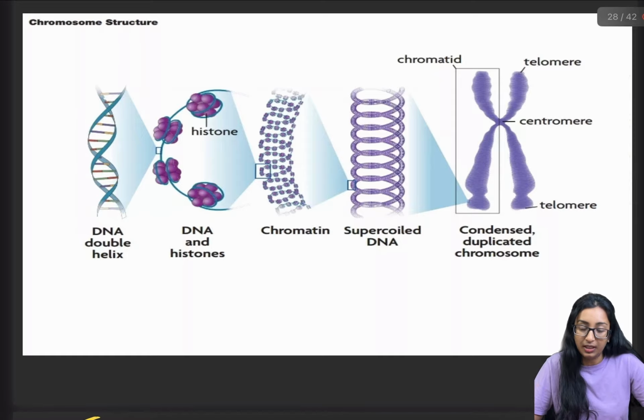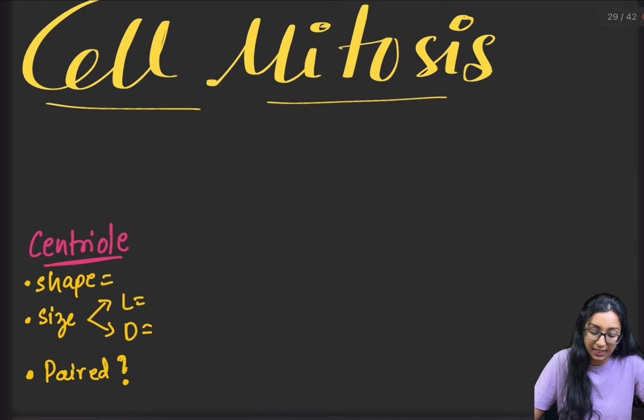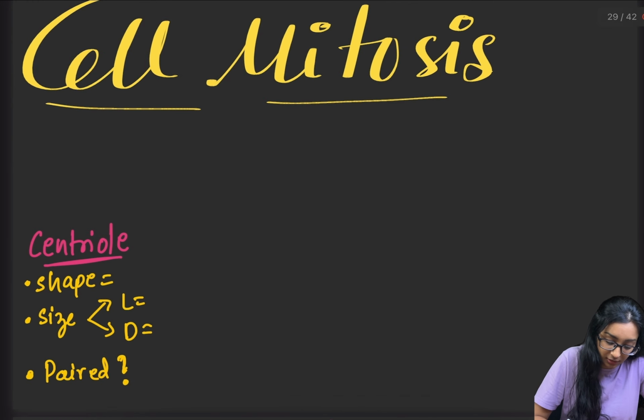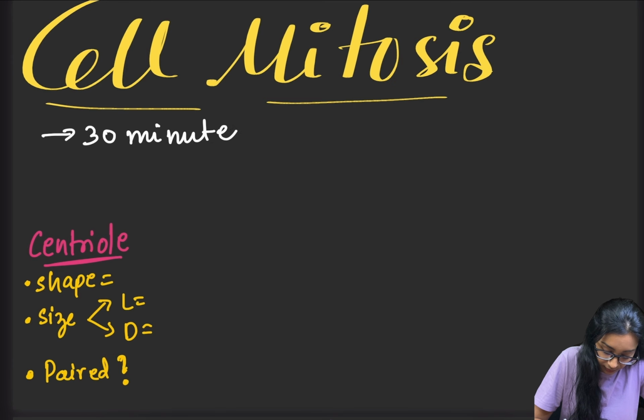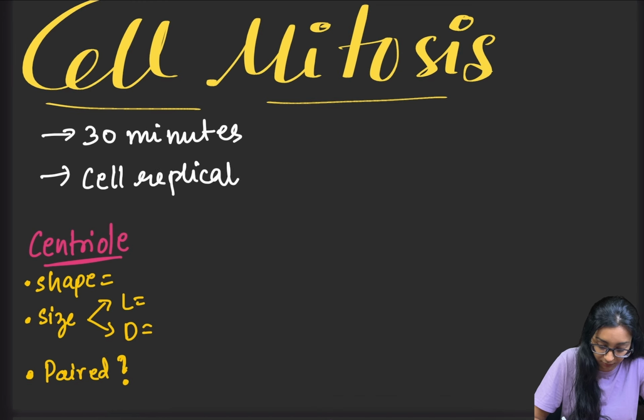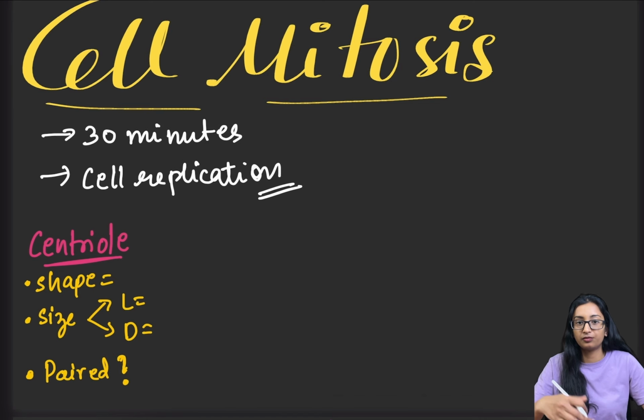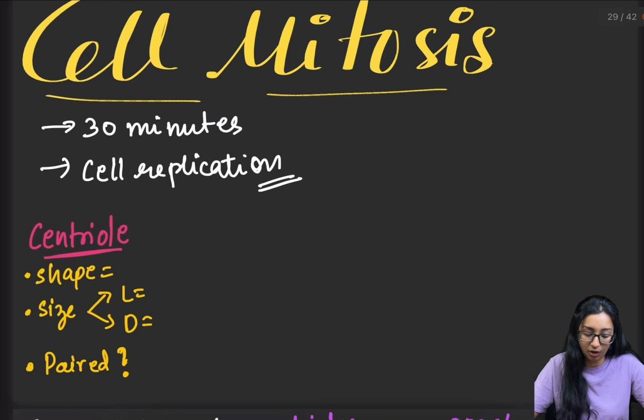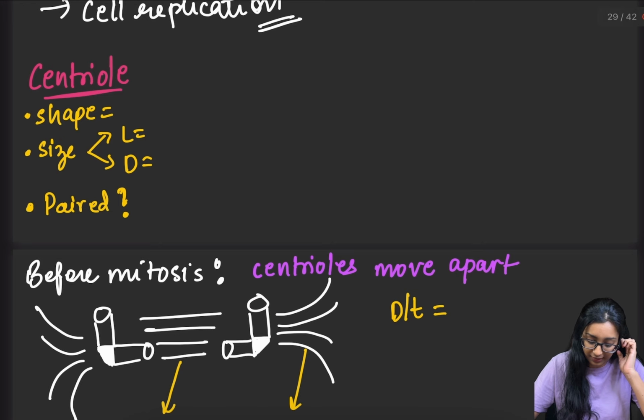After this, we have the mitosis once again. So cell mitosis takes place for 30 minutes. This is where the cell replication happens. Now, before every mitosis process, we should have a mitotic apparatus. To form the mitotic apparatus, we have a structure called the centriole. The centriole looks like this, something which is cylindrical in shape.